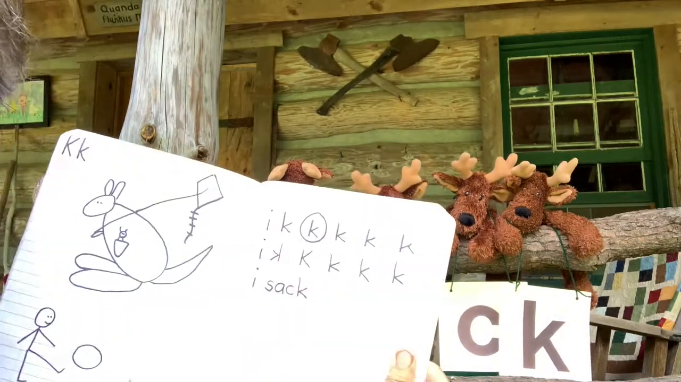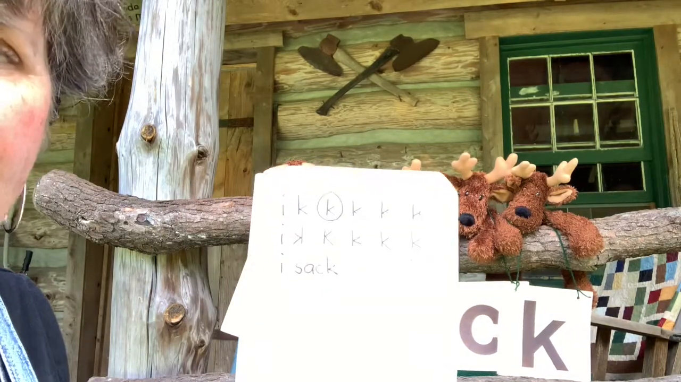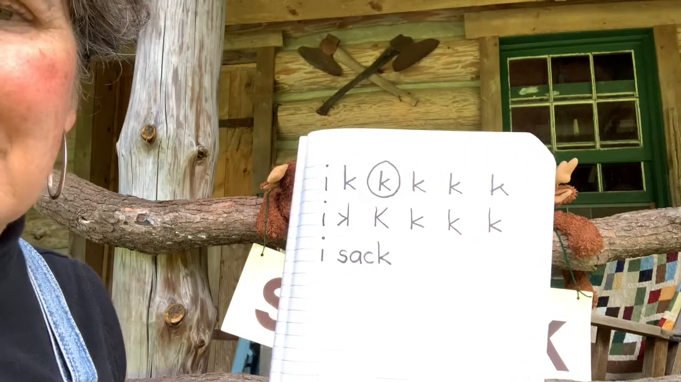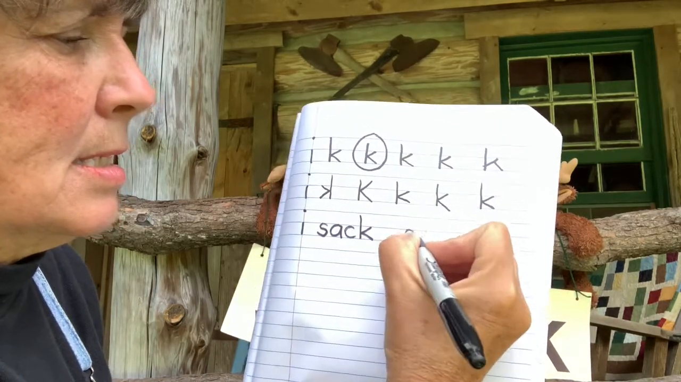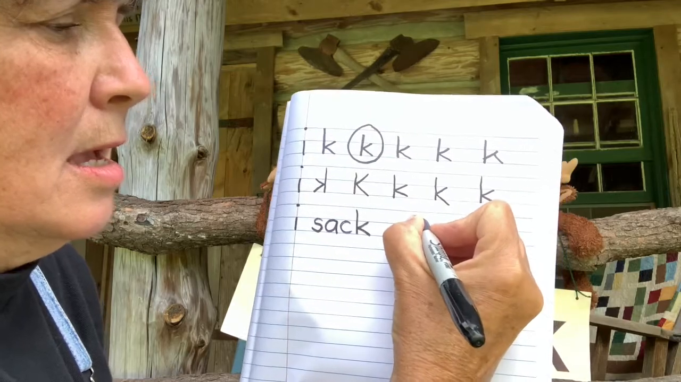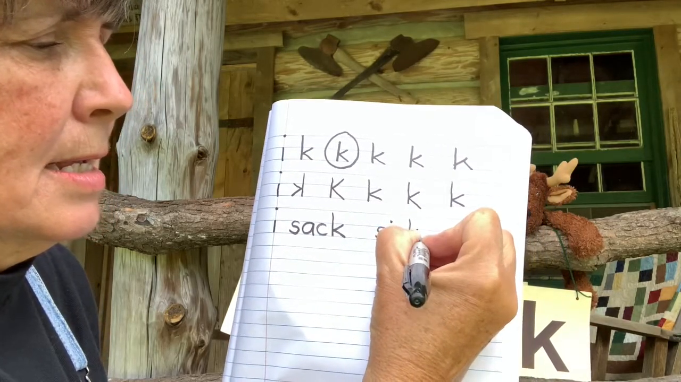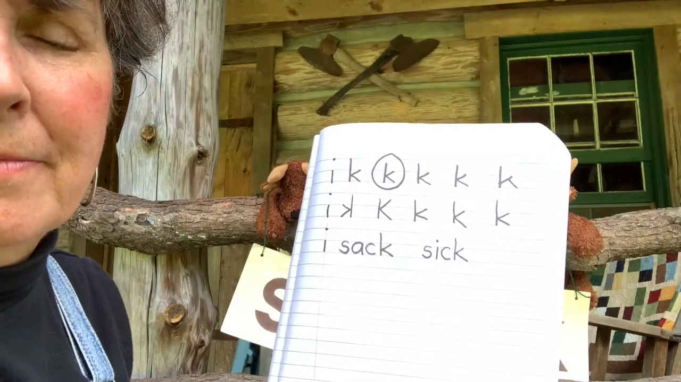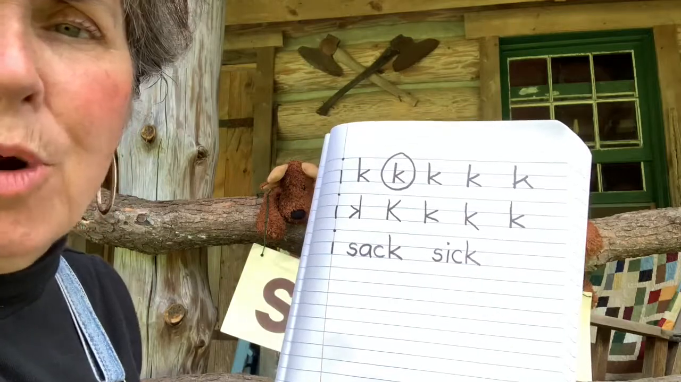If we know how to spell sack, if we change that vowel, we can spell sick. Let's try it. S, I, k, sick. And if we change the beginning letter, we can spell the word tick.